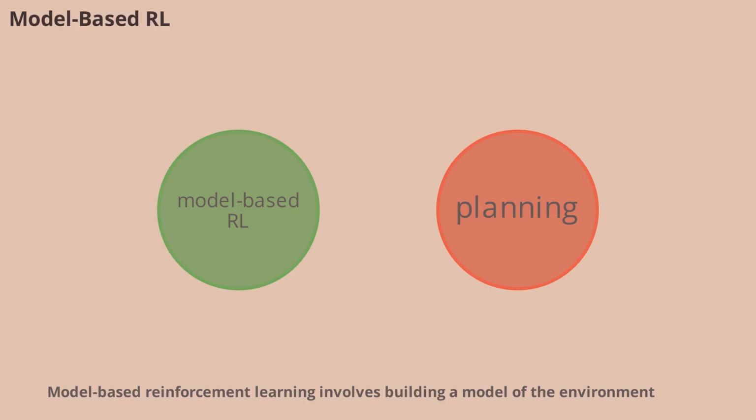Model-based reinforcement learning involves building a model of the environment, which the agent uses to plan and simulate outcomes. This can greatly improve sample efficiency, as the agent can learn from imagined experiences as well as real ones. However, building accurate models can be challenging.